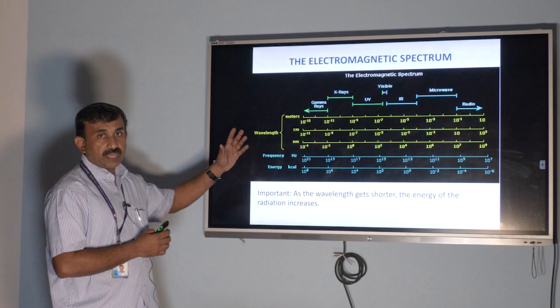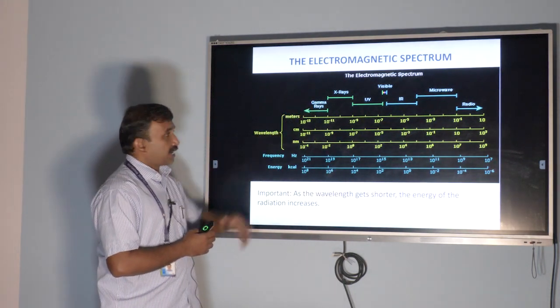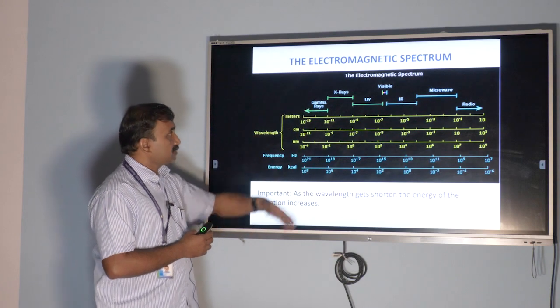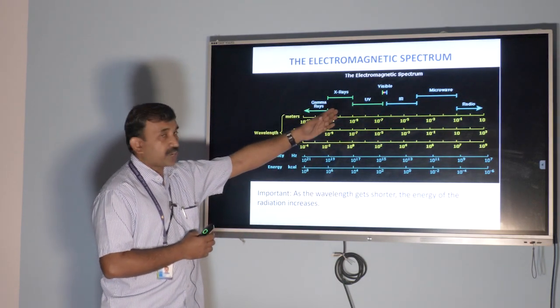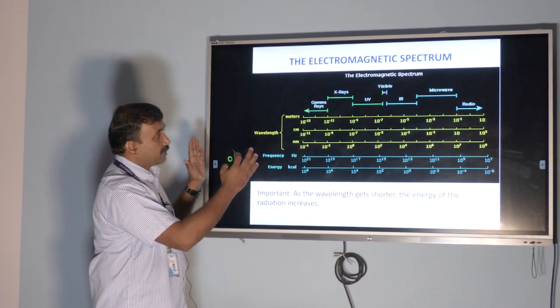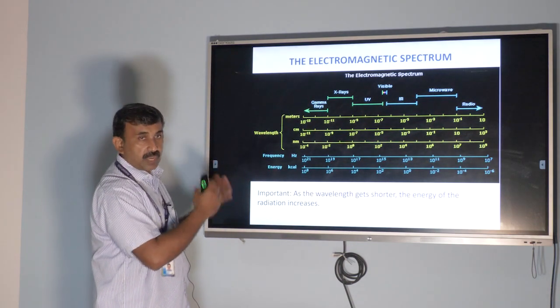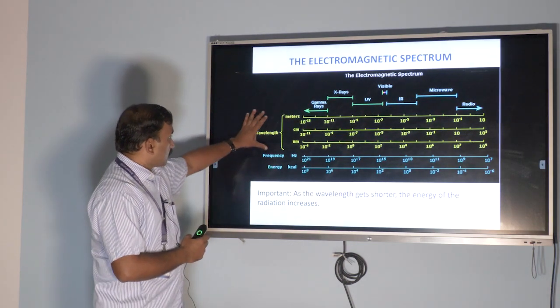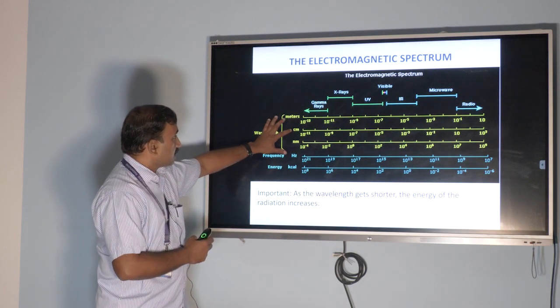Let us have a look at the electromagnetic spectrum. First come gamma rays, then X-rays, UV rays, visible light, infrared, microwave, and then radio waves. This is the common electromagnetic spectrum we use for various applications. Here, the wavelength is given in meters, centimeters, and nanometers.